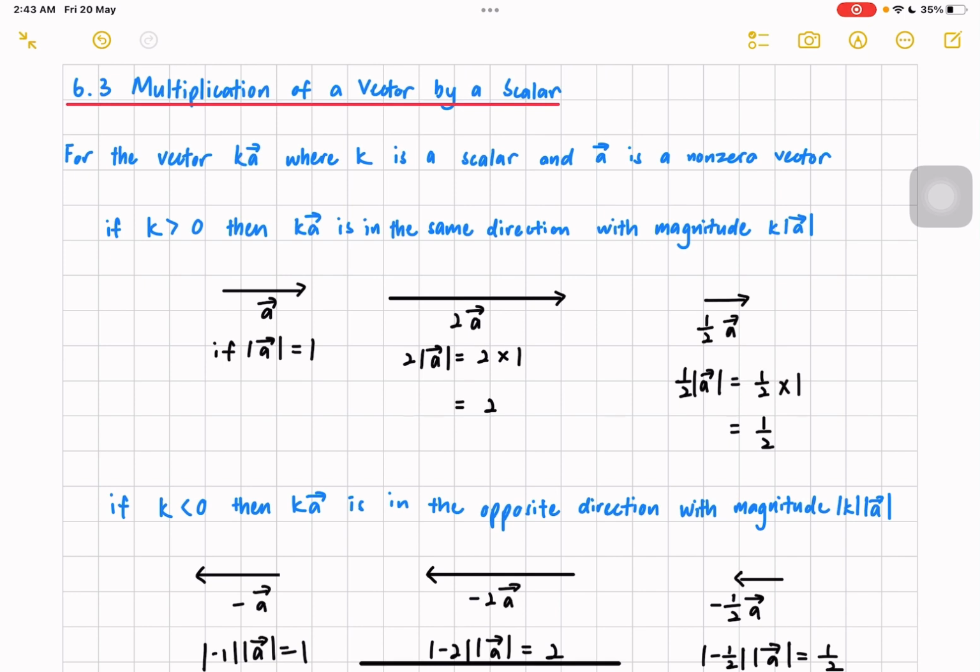The same goes for, what if we want to find half of vector A? All we have to do is just take 1 over 2 and multiply it by the magnitude of vector A, which we will get 1 over 2 also.